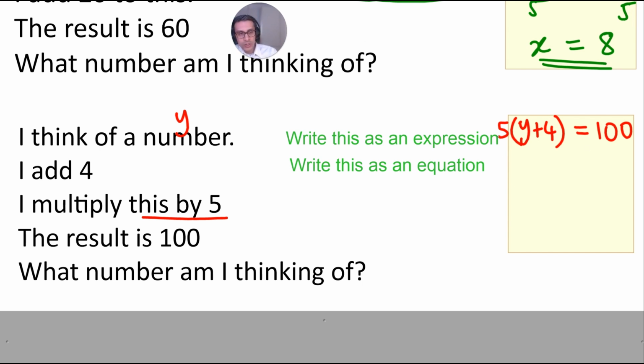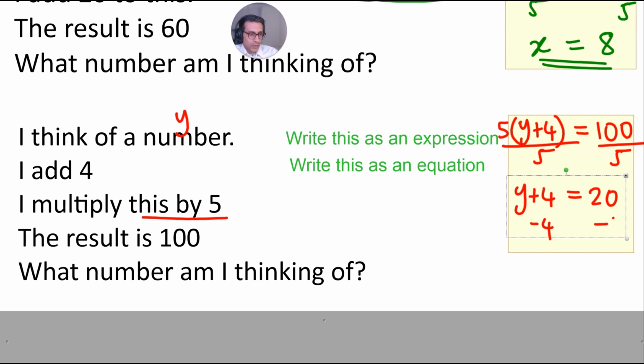So in this case, you have a choice of either expanding the bracket or dividing by 5. In this case, because 5 goes into 100, we're going to divide by 5 first. So divide by 5, so y plus 4 equals 100 divided by 5 is 20. And then we're going to take away 4, and that is going to give you y is equal to 16.